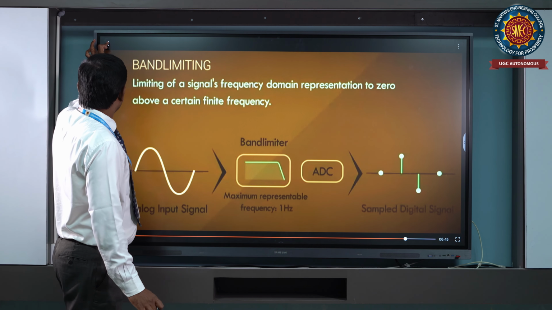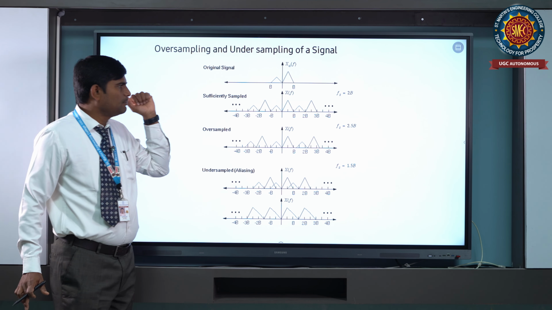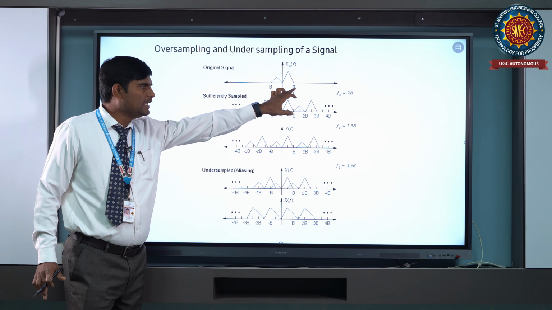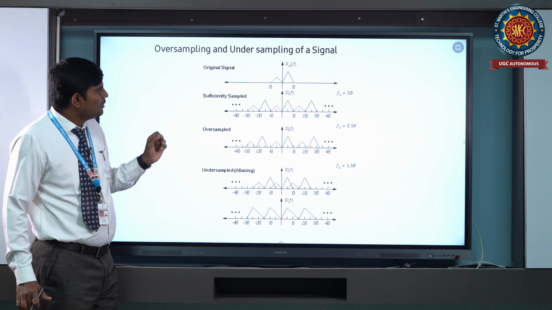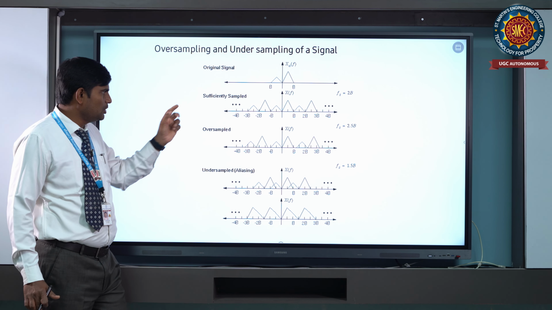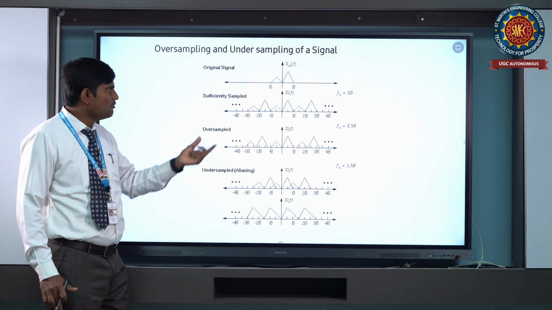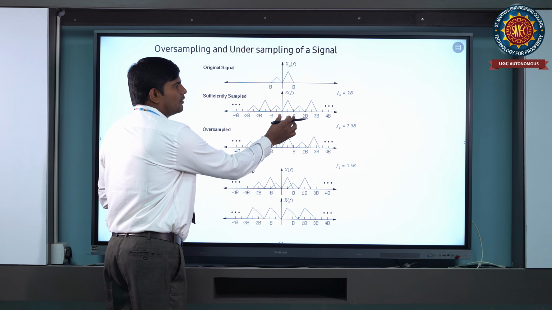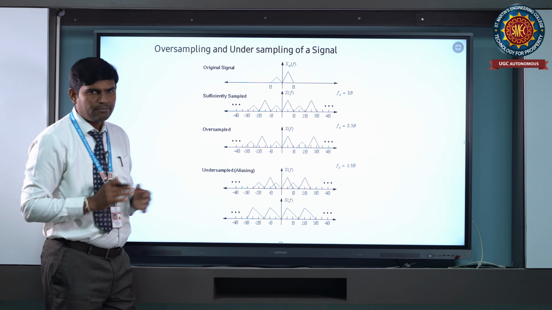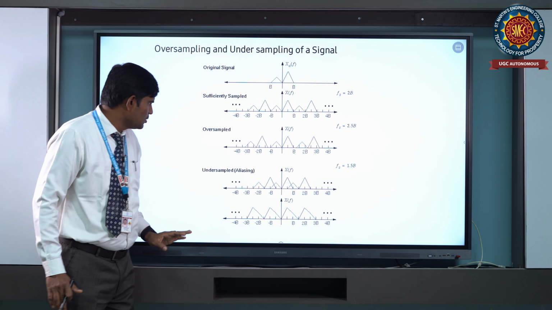Coming back to the special cases of the sampling theorem. The original signal is band limited to B frequency. If it is sufficiently sampled, the first case is the Nyquist sampling rate, where Fs is equal to 2 times the maximum frequency, and the frequency spectrum will have successive cycles just touching each other. There is no overlap and no gap between the successive cycles of the original signal.